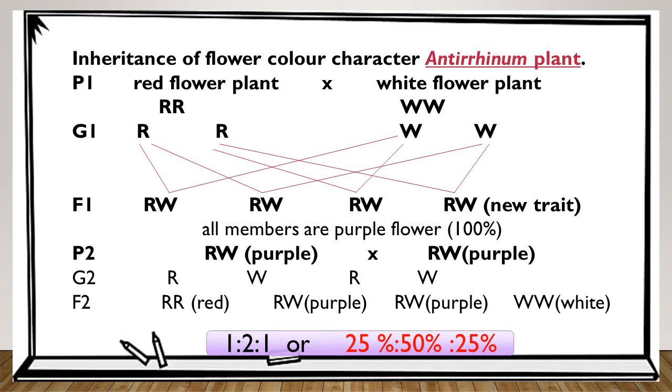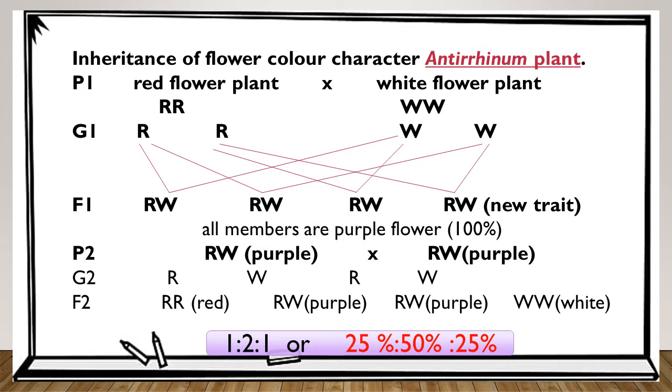For the second parents, we have two purple flowers, RW with RW. So the gametes are R capital, W capital, and R capital, W capital. As we said before, after mating or fertilization, the first gamete meets the first gamete, then the first with the second, second with first, then second with second. So we have one red flower, R capital R capital, two purple flowers, R capital W capital, and one white flower, W capital W capital. So the ratio will be 1 to 2 to 1, or 25% to 50% to 25%.